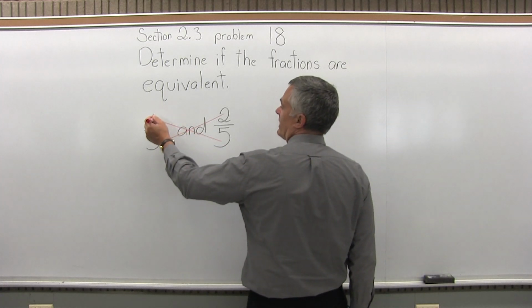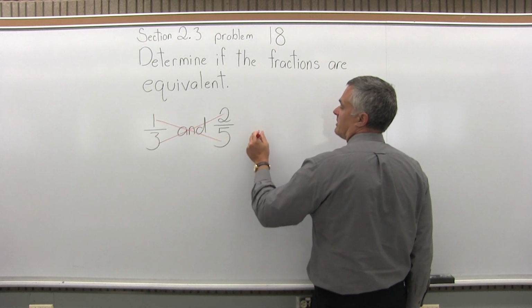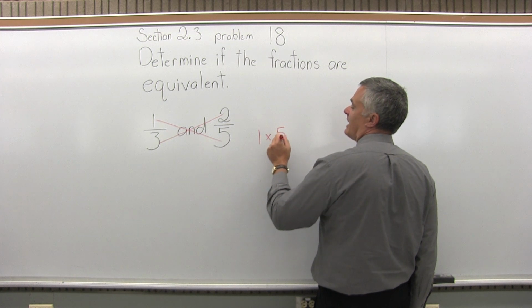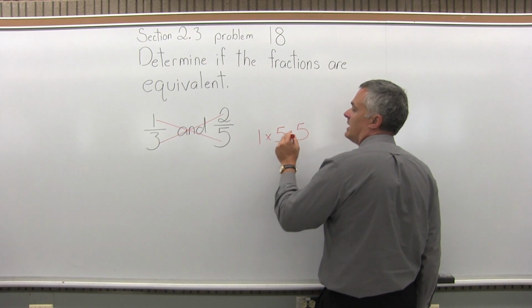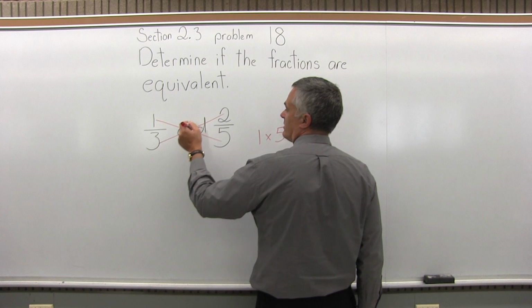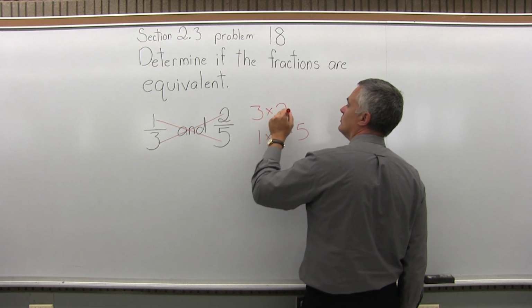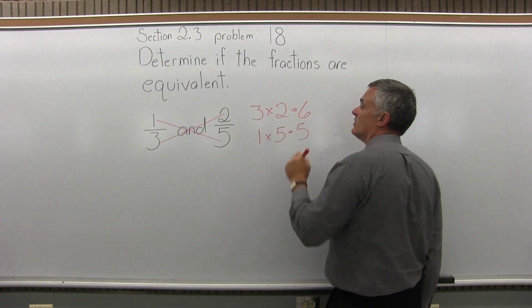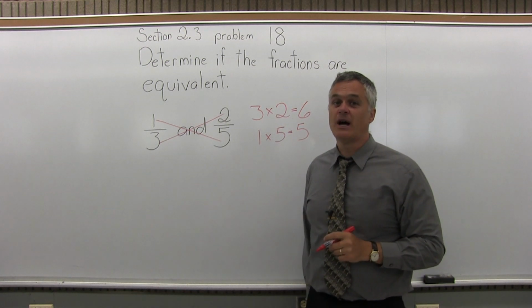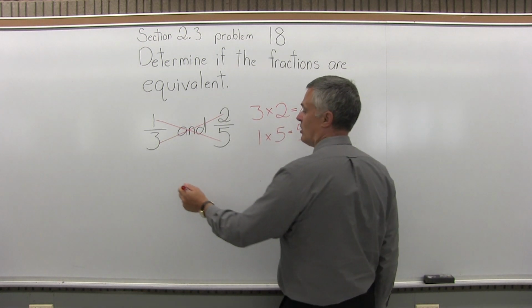So going one way, if I multiply the numerator times the denominator, I will have 1 times 5, which is 5. And then the other way, multiplying the numerator times the denominator, I will have 3 times 2, which is 6. Well, 6 is certainly not equal to 5, so these fractions are not equivalent.